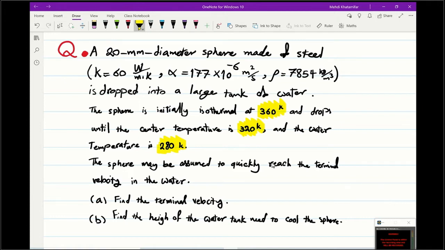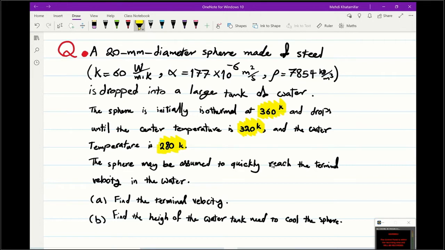Okay, you may ask, what is the terminal velocity? Terminal velocity is the constant velocity when we have a balance between buoyancy, drag force, and weight. If there is a balance between those three forces, we are going to have terminal velocity. The question says to find that terminal velocity as a first part. The second part says to find the minimum height of the water tank which we need to cool down this steel from 360 to 320.